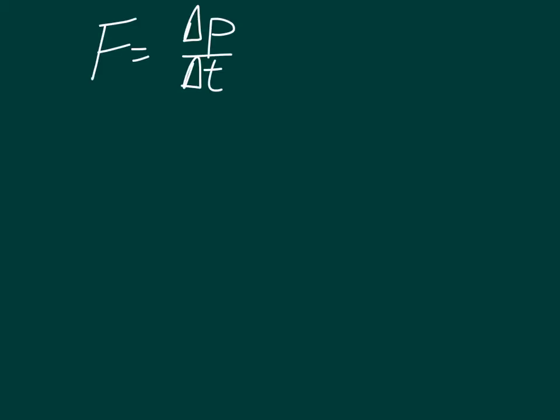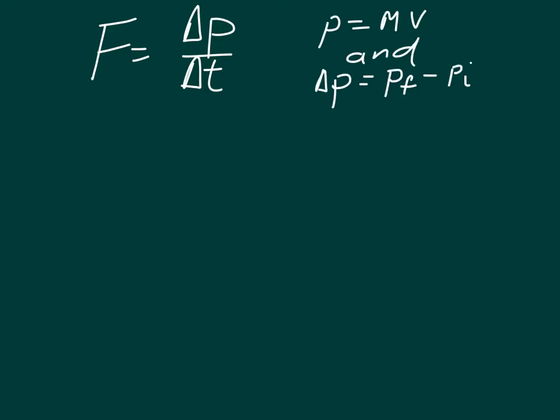So we know that the force acting on an object is equal to the change in momentum divided by the time taken, or the rate of change of momentum. Now, two things we know about momentum is A, the definition of momentum. Momentum equals the mass times the velocity, and also that the change in momentum can be calculated using the final momentum minus the initial momentum. Now, using those two facts, we get this.